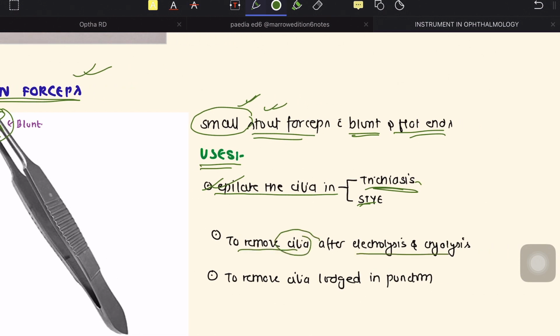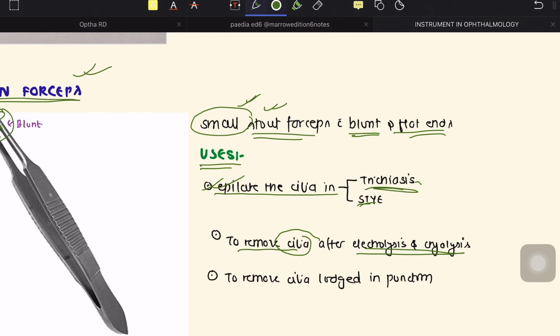remove the cilia after electrolysis and cryolysis. In the electrolysis procedure, we use an electrical current, roughly 2 to 10 milliampere, which is given at the margin of the eyelid, and it will loosen the hair follicle so that the cilia can be easily plucked out by the epilation forceps. And during cryolysis, we create a very cold medium, a freezing temperature at the eyelid margin, so that the cilia can be easily plucked out. But there is one disadvantage of cryolysis, that it can result in hypopigmentation of the eyelid.